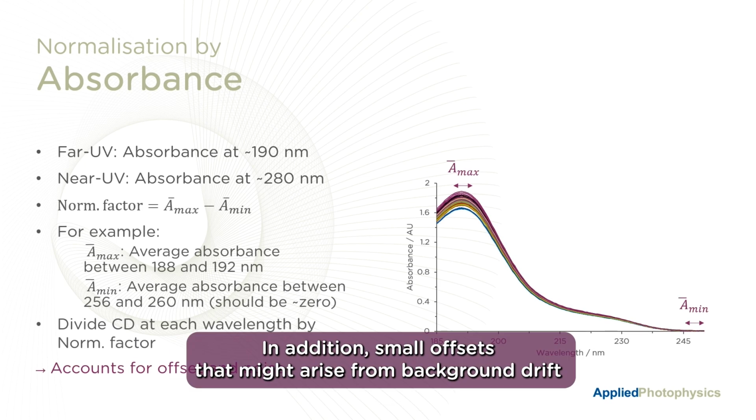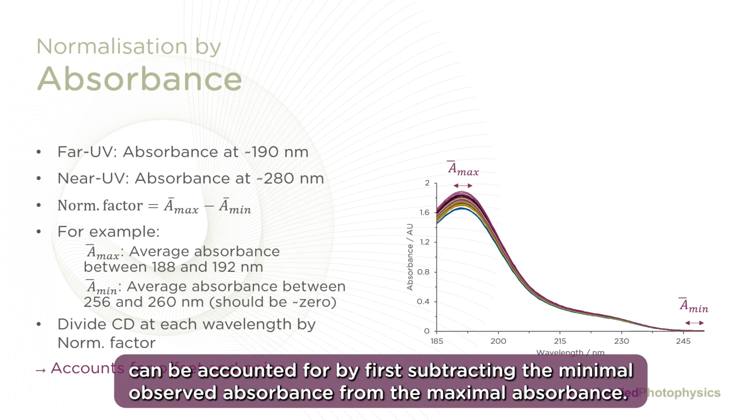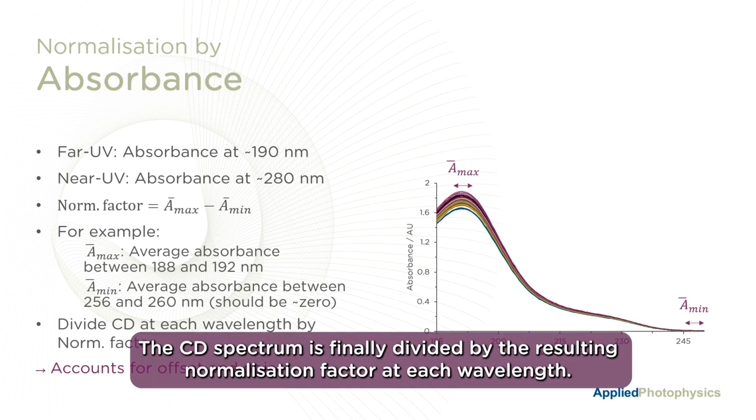In addition, small offsets that might arise from background drift can be accounted for by first subtracting the minimal observed absorbance from the maximal absorbance. The CD spectrum is finally divided by the resulting normalization factor at each wavelength.